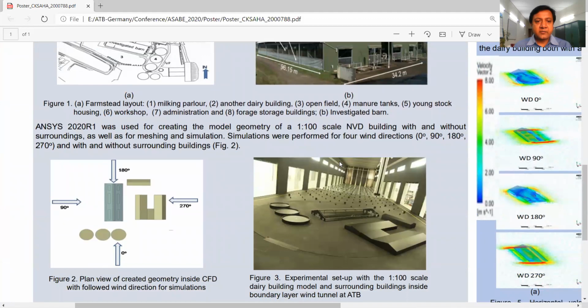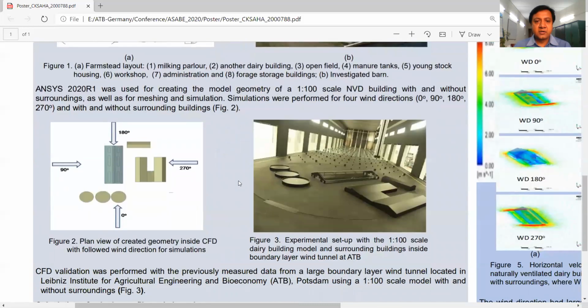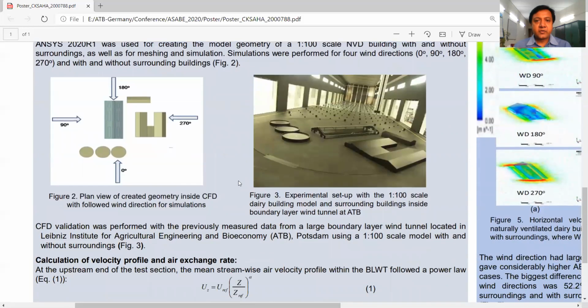And for the simulation, we have used ANSYS 2020 R1 Workbench for creating a model geometry of a 1:100 scale natural ventilated building with and without surroundings, as well as for meshing and simulation. Simulations were performed for 4 wind directions. As you can see, this is 0 degree, 90 degree, 180, and 270 degree.